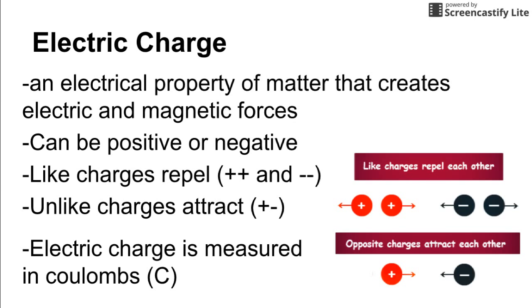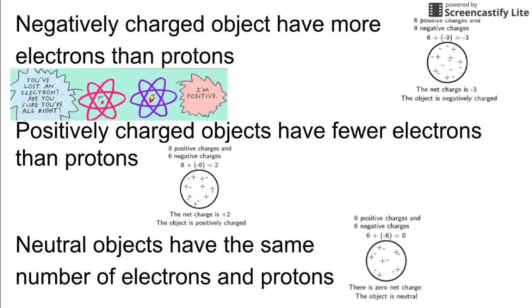We measure electric charge in coulombs. You should have seen that yesterday in the electrostatic charge simulation. Negatively charged objects are going to have more electrons than protons. Remember, electrons are the negatives. In a neutral object, we have the same number of electrons and protons, so they kind of even each other out. Negatively charged objects are going to have more of those negative charges. Positively charged objects will have fewer electrons and more protons, so you have more positive charges than negative charges in the object.